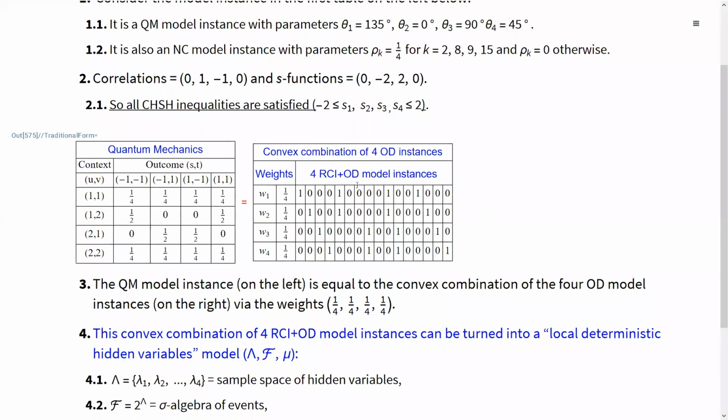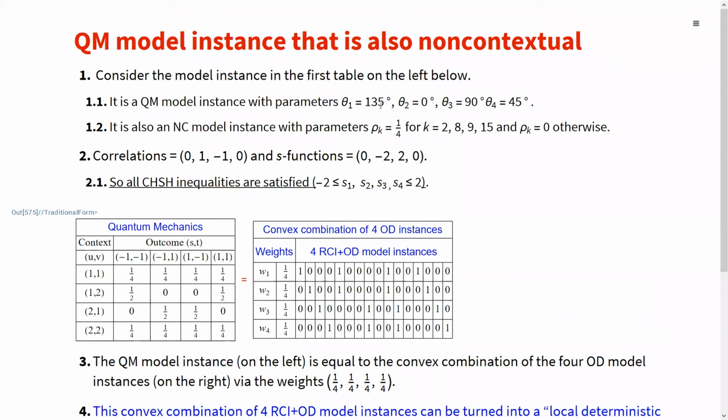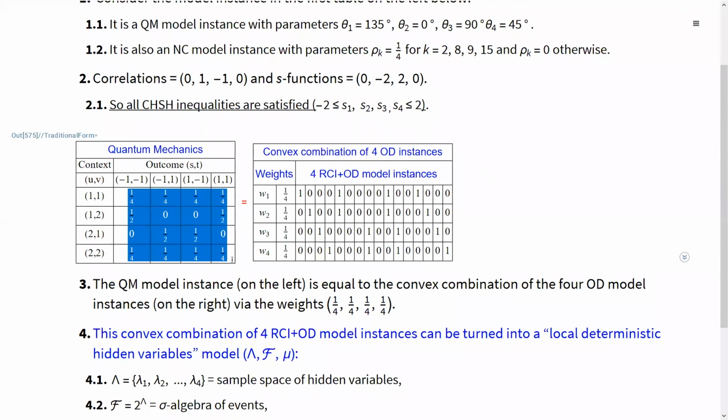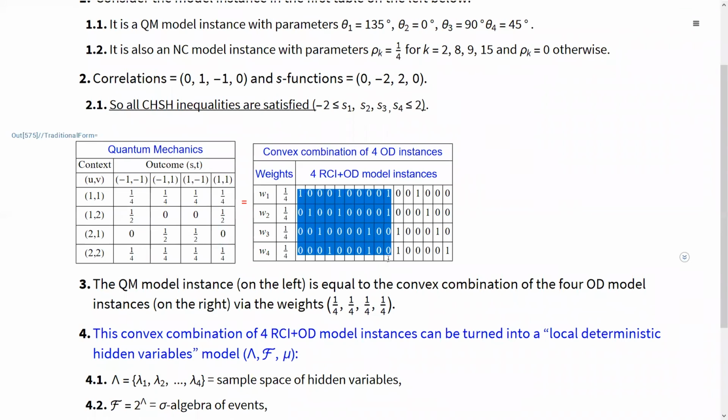Here's the non-contextual one. Angles 135 degrees, 0 degrees, 90 degrees, 45. That's this model right here. That's a QM model. It's also a non-contextual model. You set rho K equals 1/4 for 2, 8, 9, 15, and 0 otherwise. You can also write it, there's an equal sign, as a convex combination of these 4 RCI plus OD model instances, all with weight 1/4, will equal this model over here.